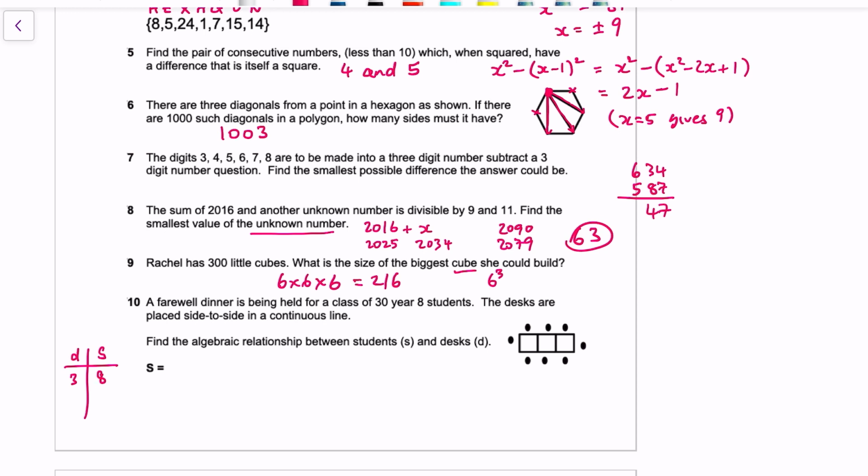If we add another desk on, we just add another 2 students to it, then the person at the end moves along a little. So if I make 4 desks, I get 10 students. The rule is going up in 2s, so it's 2 times the number of desks, but then we've got a plus 2 there because we've got the students at the end. That will be at the end no matter what the arrangement looks like. They're constant people, so that is the algebraic relationship.